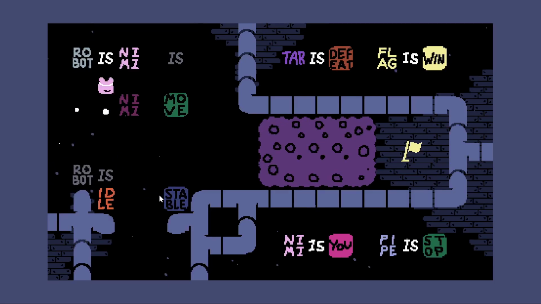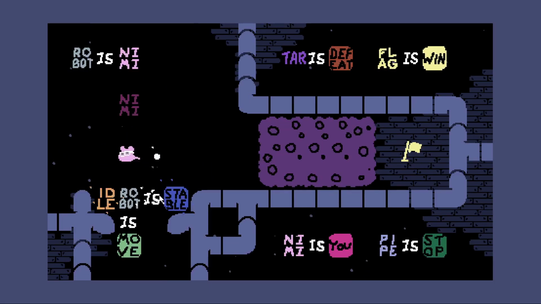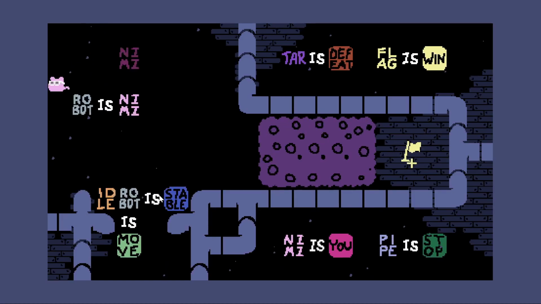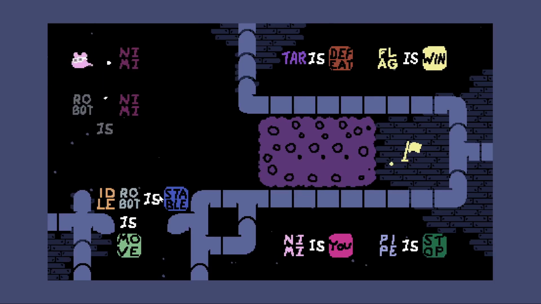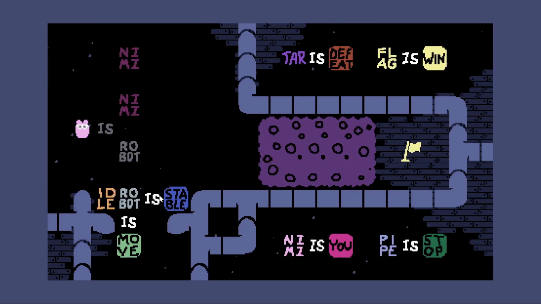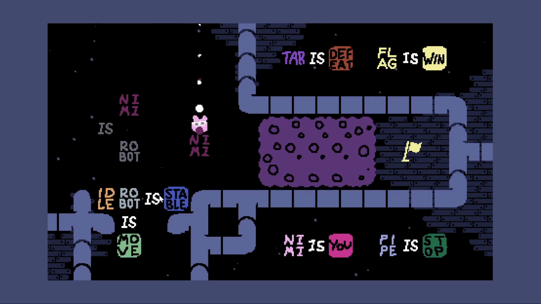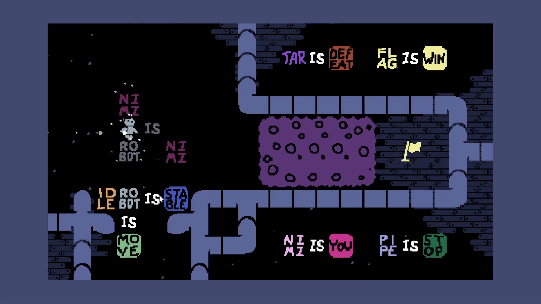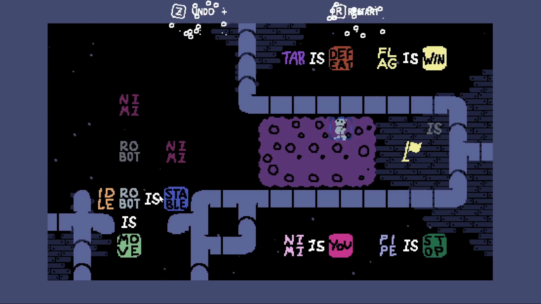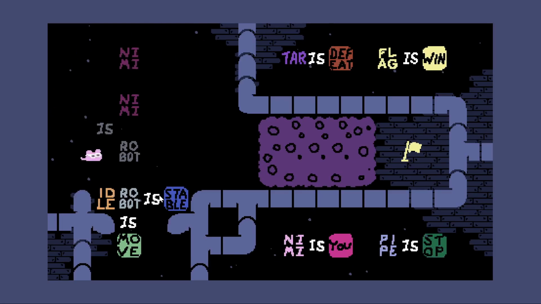So, to recap, I need to have robot is move and idle robot is stable at all times. I then need to turn Nimi is robot as a statement first. However, I also need to, after turning into robot, produce the statement robot is Nimi afterwards and have it exist forever. How do I do that? How would I do that?